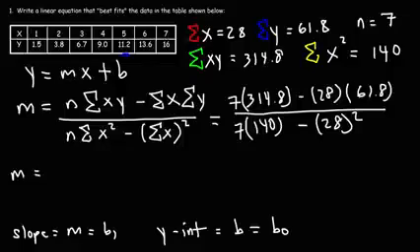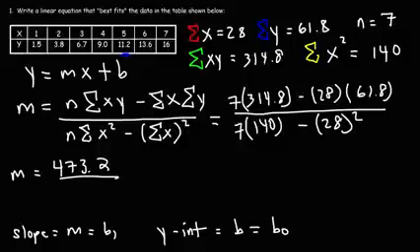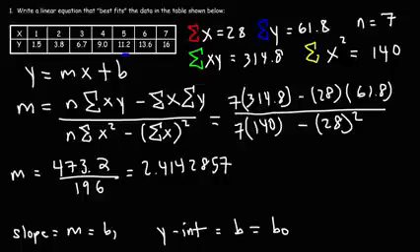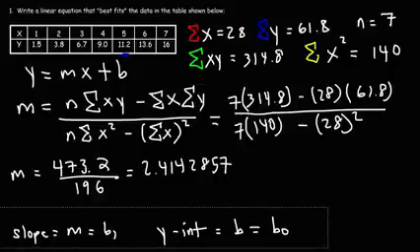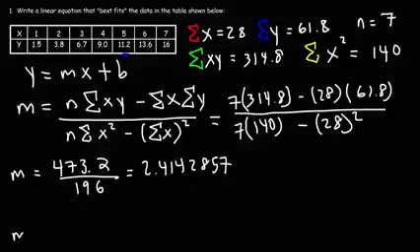So now let's plug everything in. 7 times 314.8 minus 28 times 61.8, that's 473.2. And then 7 times 140 minus 28 squared, that's 196. So dividing these two numbers, this is going to be 2.4142857. So I'm just going to rewrite that at the bottom so we can save that for later. So this is the slope of the line.